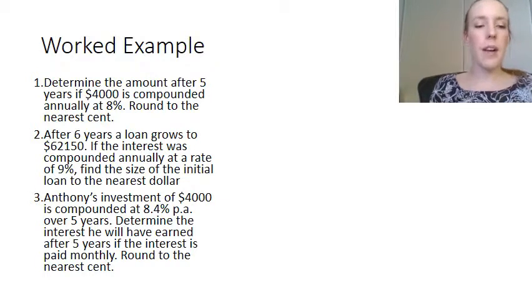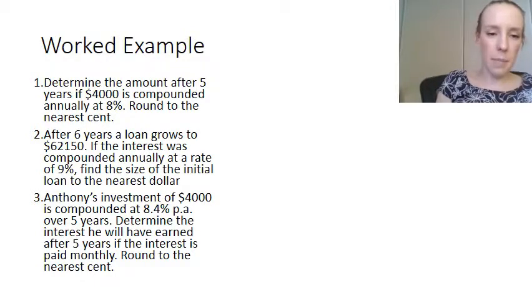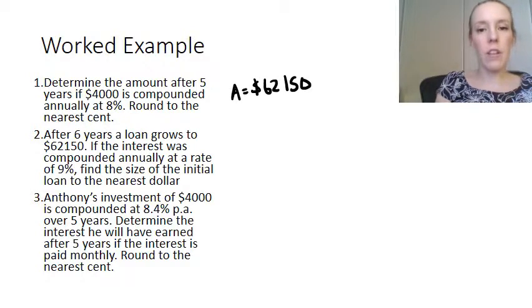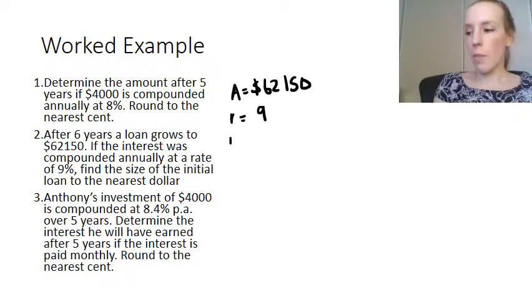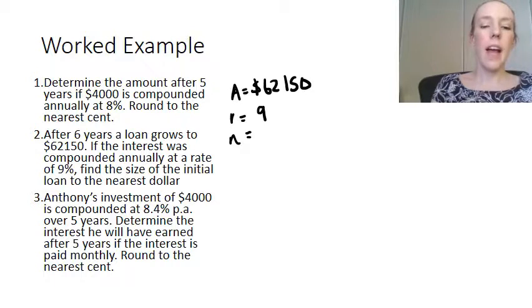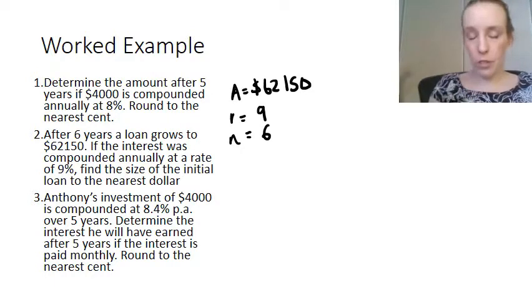Okay, so our second one here: after 6 years, a loan grows to $62,150. If the interest was compounded annually at a rate of 9%, find the size of the initial loan to the nearest dollar. Okay, so this time we've got the amount, which was $62,150. We've got the rate, which is 9%, and we've got our number of pay periods. So it's compounding annually for 6 years. So there'll be 6 times it's paid out, once every one of those years.